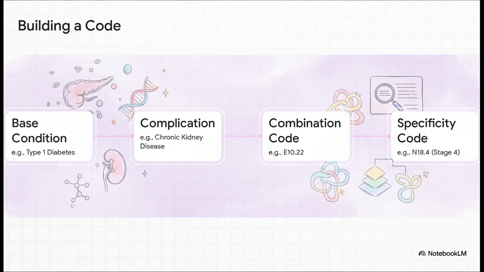First, you identify the base condition, say type 1 diabetes. Then you spot the complication, chronic kidney disease. The system gives you a great combination code, E10.22, that links them together, but you don't stop there. You add a second code, N18.4, to specify the exact stage of that kidney disease. Now you've told a precise, powerful story.